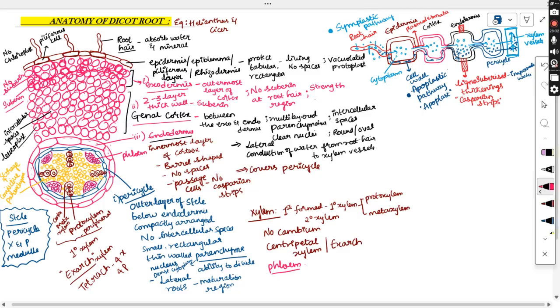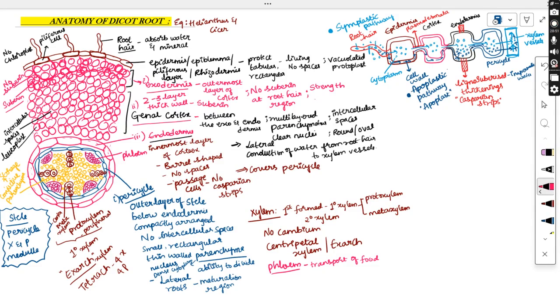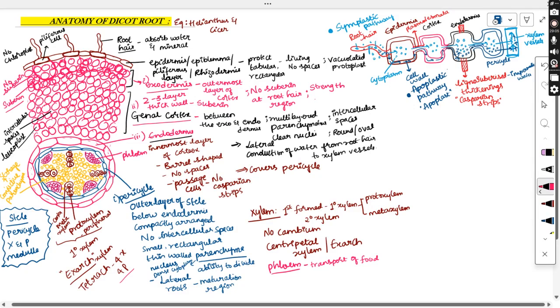What is meant by phloem? We all know that the phloem function is to transport the food material. For the conduction of food, transportation of food, we require a tissue called the phloem. So this phloem is also present as patches, alternately arranged with this xylem. That's why we are calling it the exarch type of xylem.